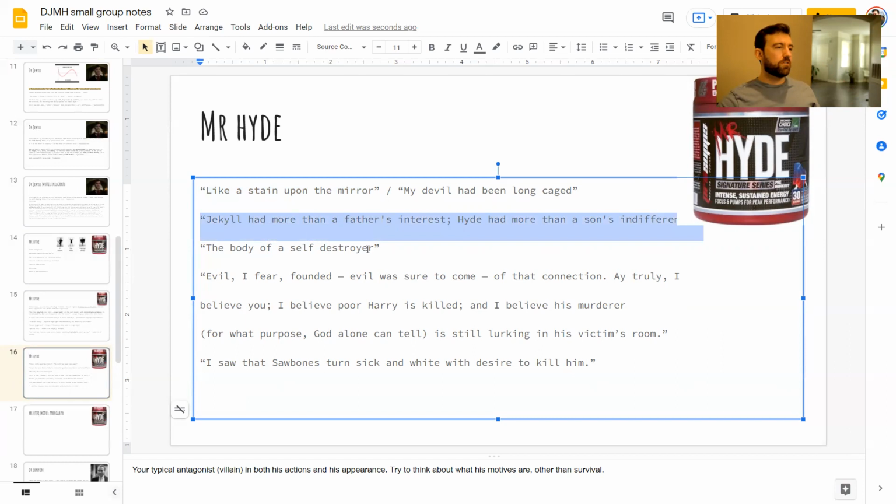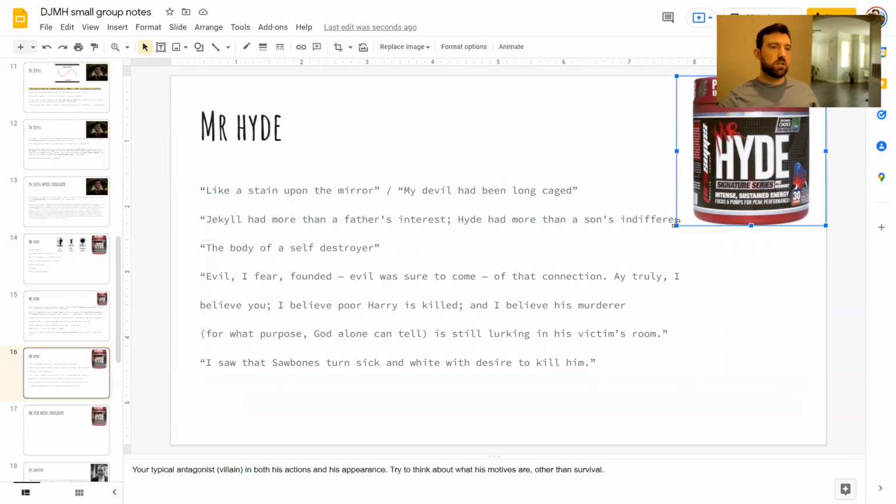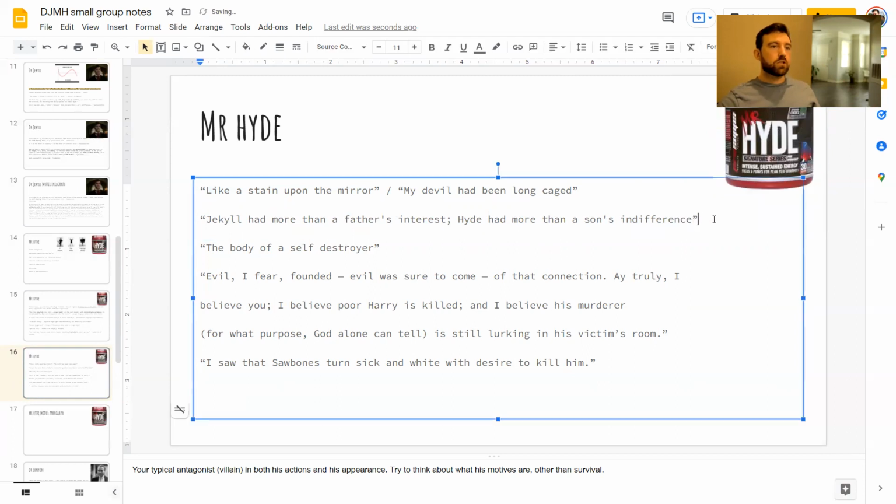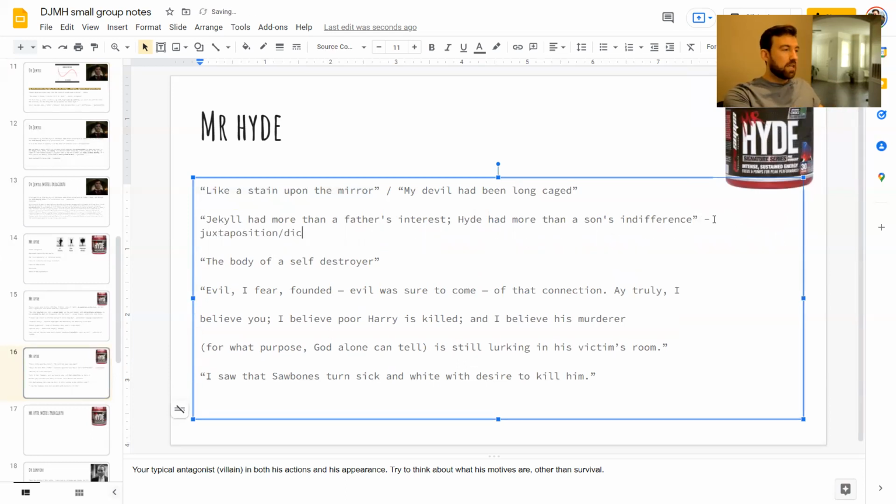Jekyll had more than a father's interest. Hyde had more than a son's indifference. Need to move this up a little bit again. So this one is juxtaposition. And what's cool about this quote is it's also what we call a dichotomy. So you've got this division and this split between the two characters.